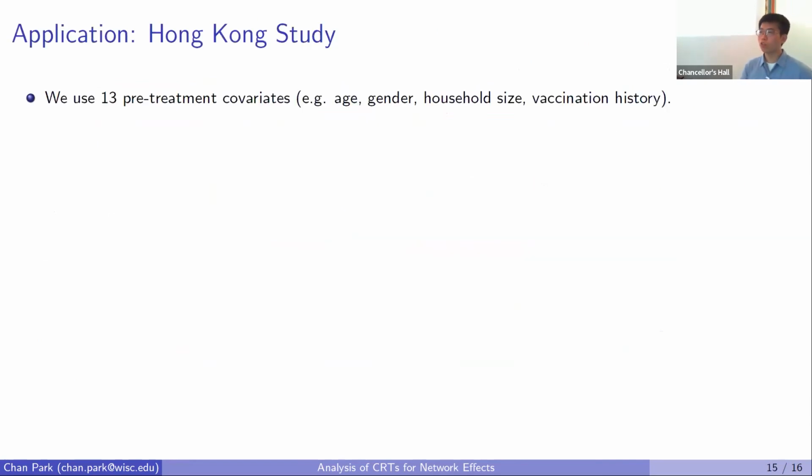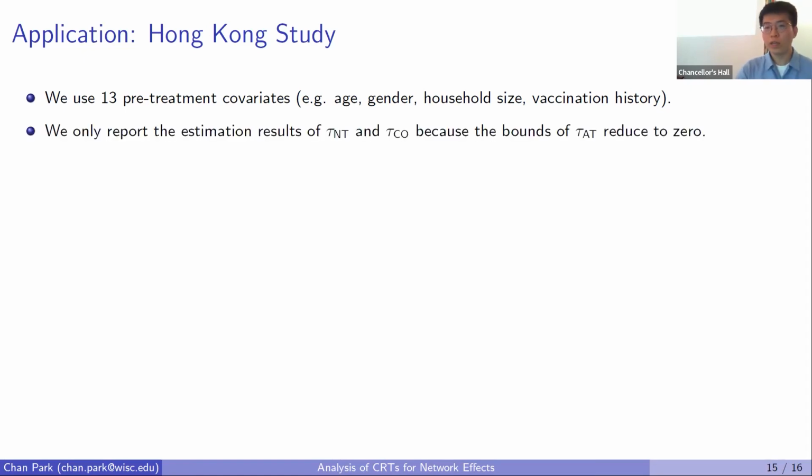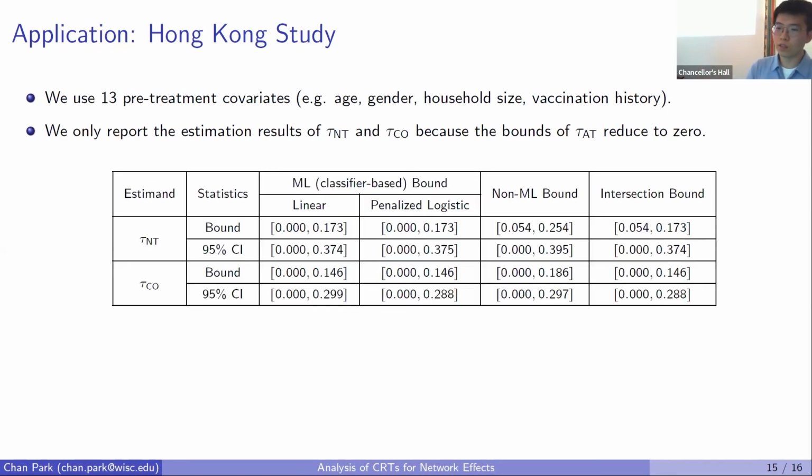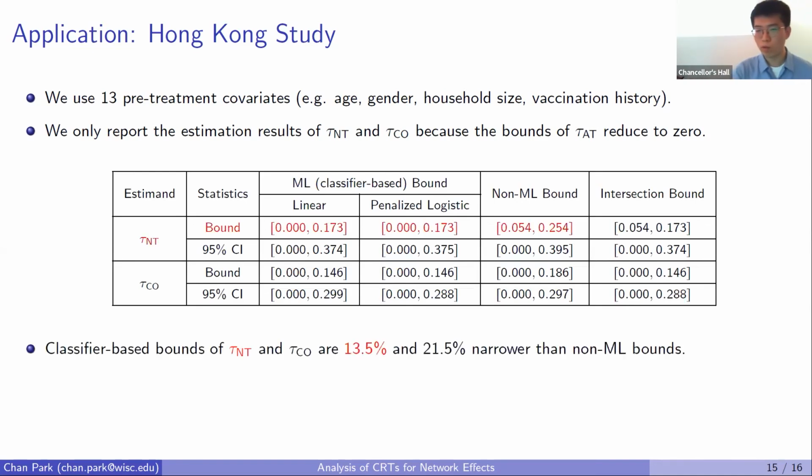We apply our method to our motivating example, the Hong Kong study. We use 13 pre-treatment covariates such as age, gender, household size, and vaccination history. We only report the estimation result of the never taker effect and complier effect because the bound of the always taker effect is reduced to 0. And here is the result. Let me go one by one.